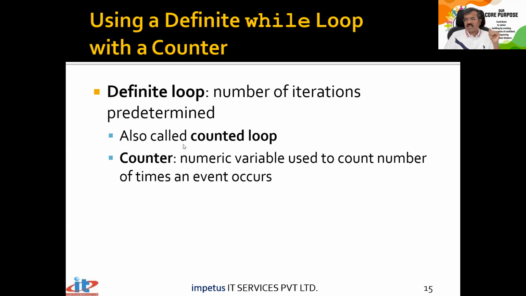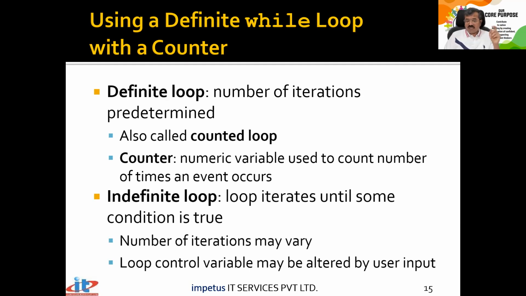But these are not the only kind of loops that we have. With while we also have the indefinite loop. This loop will iterate until some condition is true. It may not be about counting, it may be about something else. The number of iterations may vary. At times there may be 4 iterations, at times there can be 100 iterations, repetitions. We never know. The loop control variable determines when the loop will exit, but its value may be altered by the user input.